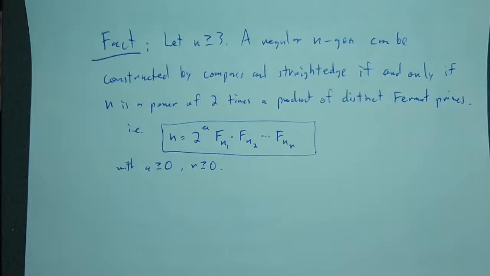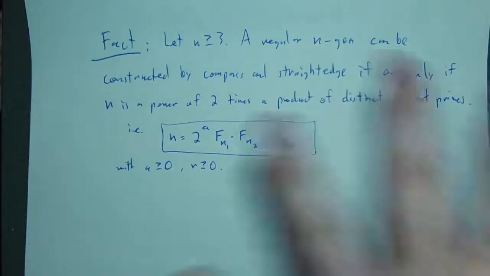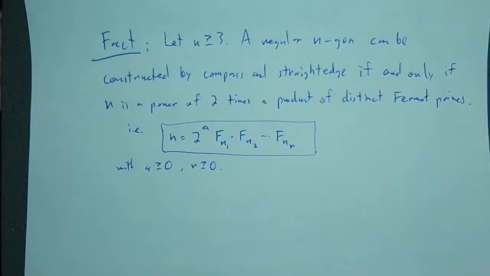I can combine constructing equilateral triangles and regular pentagons to get a regular 15-gon. I can bisect angles to double the sides of any polygon I've constructed. So if I've constructed a regular 15-gon, constructing a 30-gon, 60-gon, 120-gon is easy using bisecting angles. So then what else can be done? Well, this tells me exactly what can be done. Now actually doing them is hard.